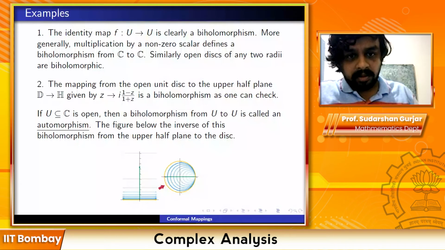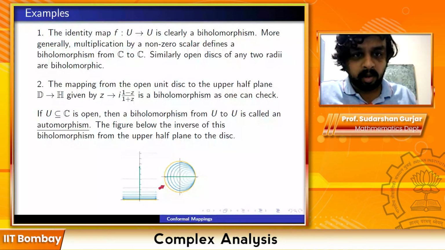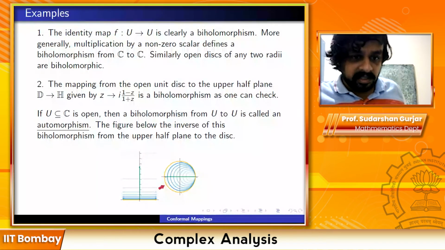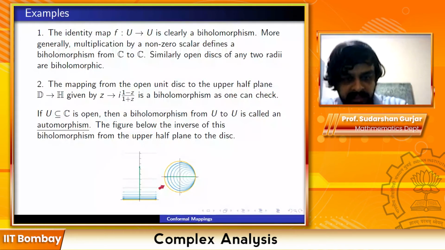The figure below describes the biholomorphism from the upper half plane to the disk. I've written the expression for the biholomorphism from the open unit disk to the upper half plane. But if you take the inverse of this, from the upper half plane to the open unit disk, that is diagrammatically shown below. On the left you have the upper half plane, on the right you have a family of circles contained inside the unit circle around the origin.